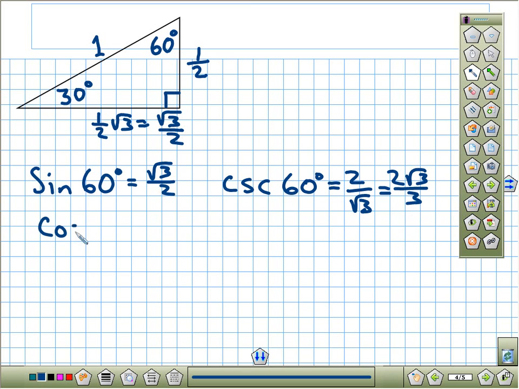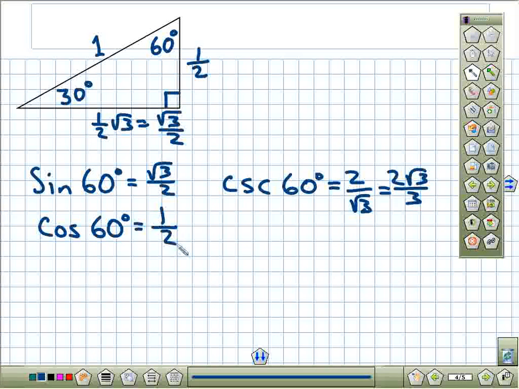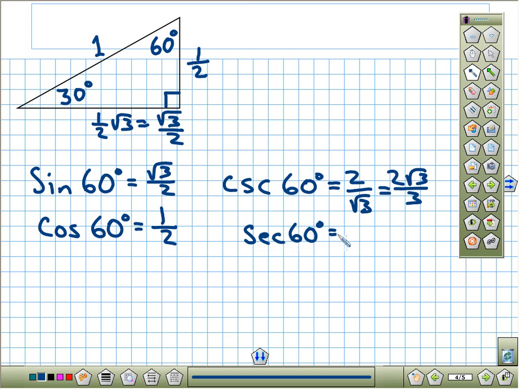So let's look at cosine of 60. What would that be? Okay, 1/2. And then what's next over here? Secant. That's right. Secant of 60. And what would that be? 2. That's right. Okay, now two more, tangent and cotangent. What is tangent?